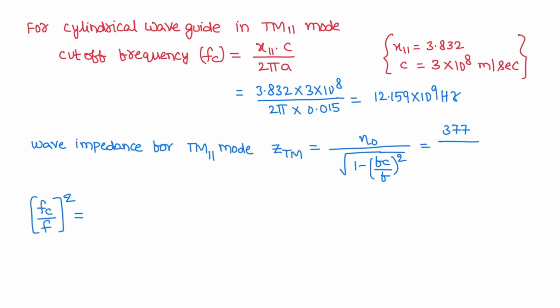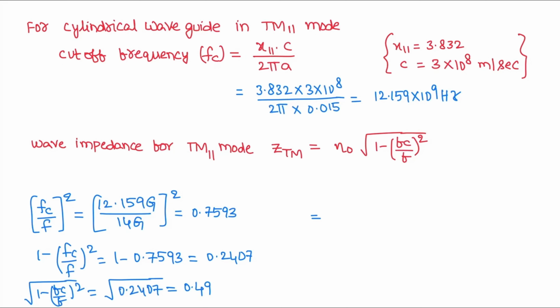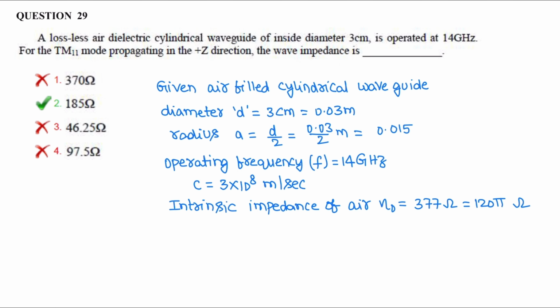And the wave impedance for TM11 mode. Wave impedance for TM11 mode ZTM is eta naught square root of 1 minus Fc by F whole square. Eta naught is 120 pi, that is 377 into 0.49. So it is approximately equal to 185 ohms. So correct answer is option 2.